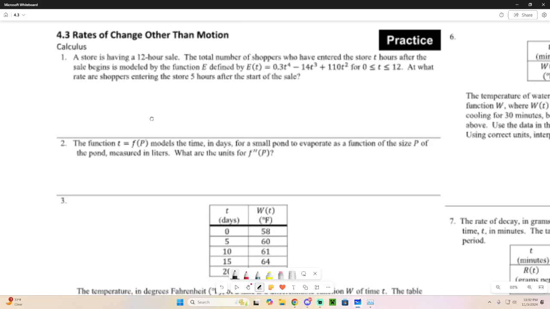This is unit 4.3. The practice, let's get into it.